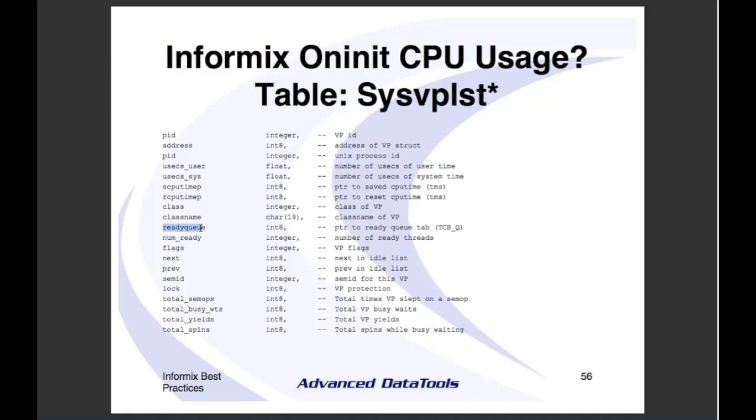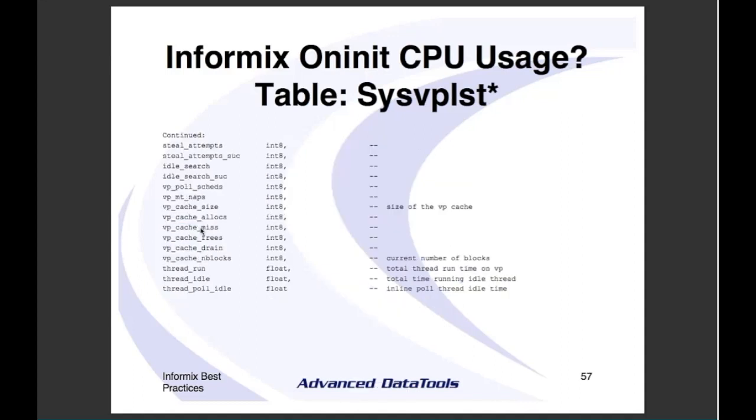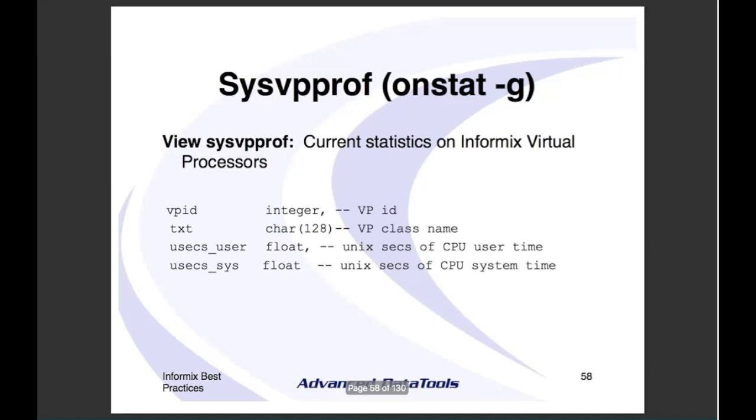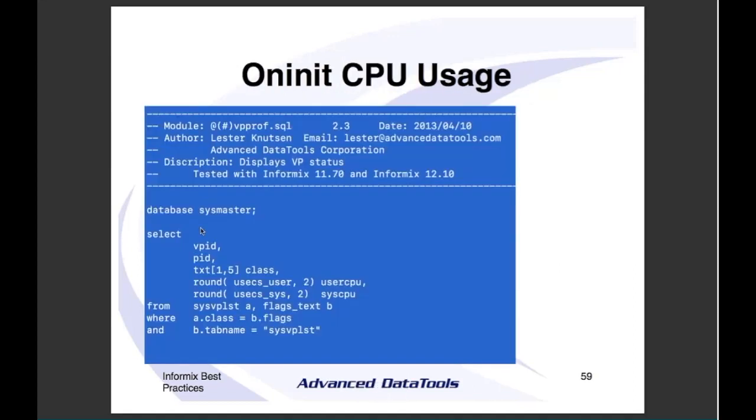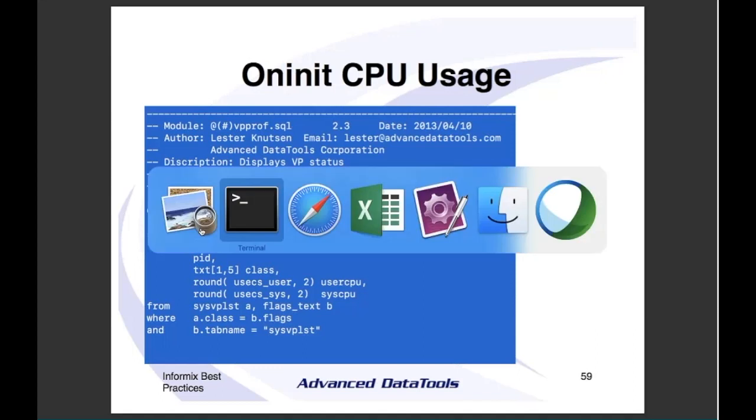VP-prof. So this tells me, okay, I've got 52 on inits running in this one server. Most of them, if I restart that, are AIO on inits, and this gives you an idea of how busy they are. Now, that's not good, particularly on this server, because I have 4 disks.